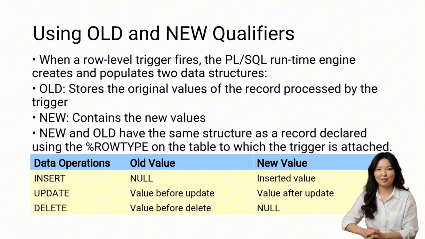OLD and new qualifiers in triggers allow tracking of data changes. OLD stores original values, while new holds updated ones. For insert operations, OLD is null and new contains the inserted value. During update, OLD has the pre-update value and new the post-update value. Delete operations leave new as null, with old storing the deleted value.